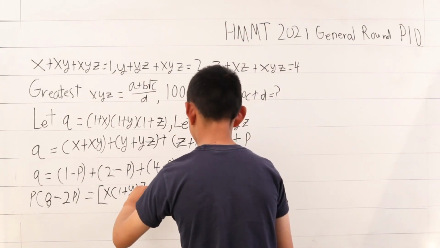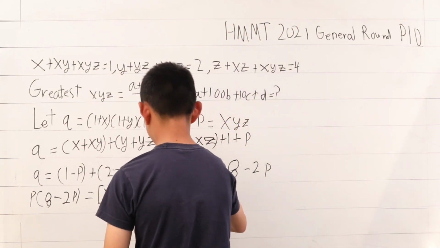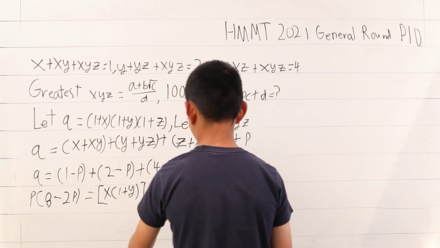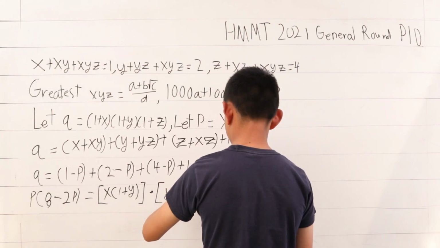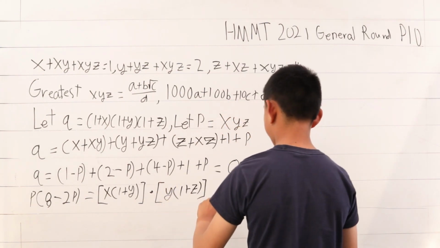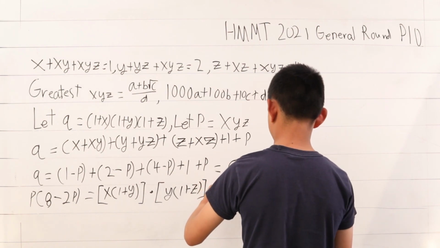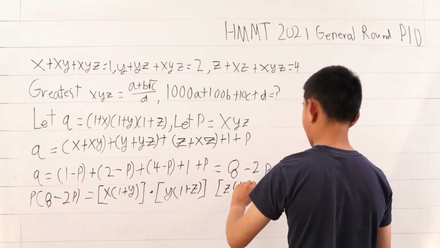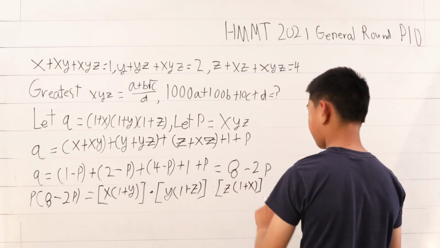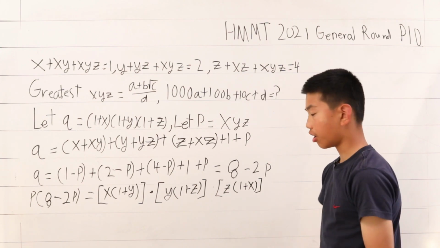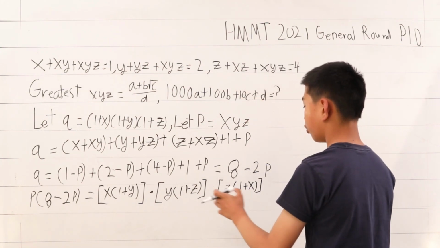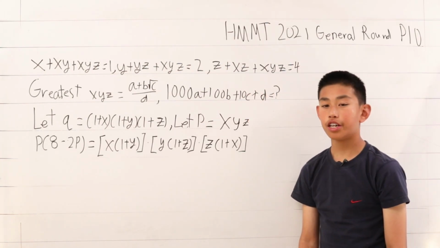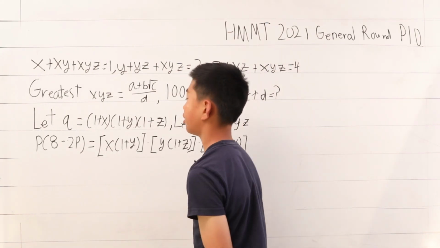So we can keep on doing the same thing. It's not add, it's multiply. You just multiply this by y times 1 plus z here, and then you multiply this again by z times 1 plus x, right there. So now we have this formula that's going on right here. Now we can just multiply things out on the left hand side.